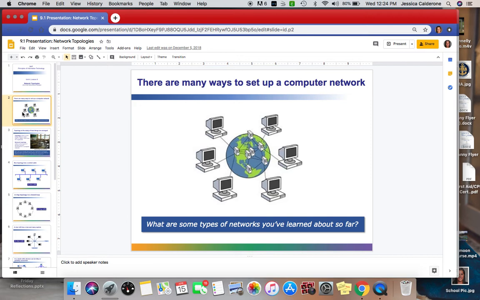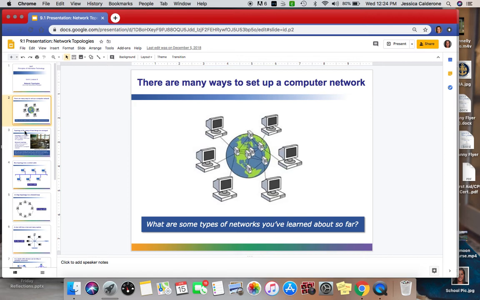network. Okay, so working remotely from home right now, some of your parents are doing it. They probably have to log in to their company network in order to access certain documents and information that they need to work. So ask your parents after you watch this presentation if when they're working from home they have to log into a network and ask them about it.